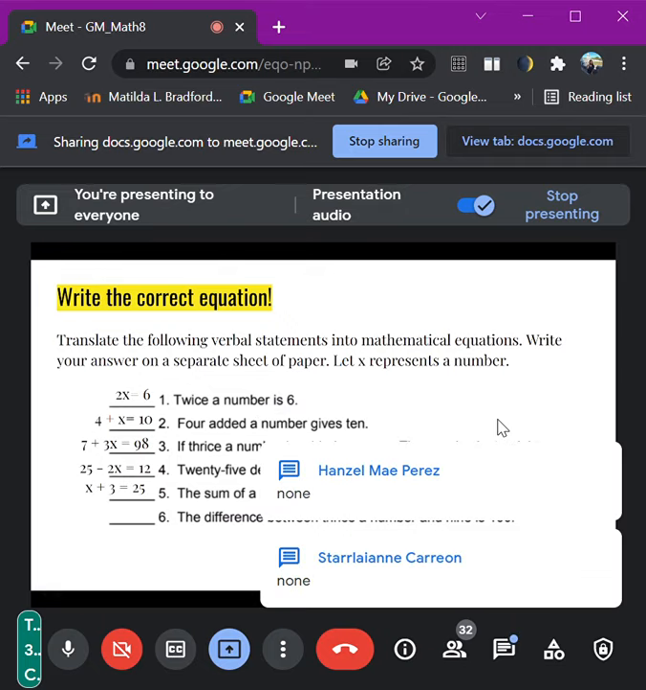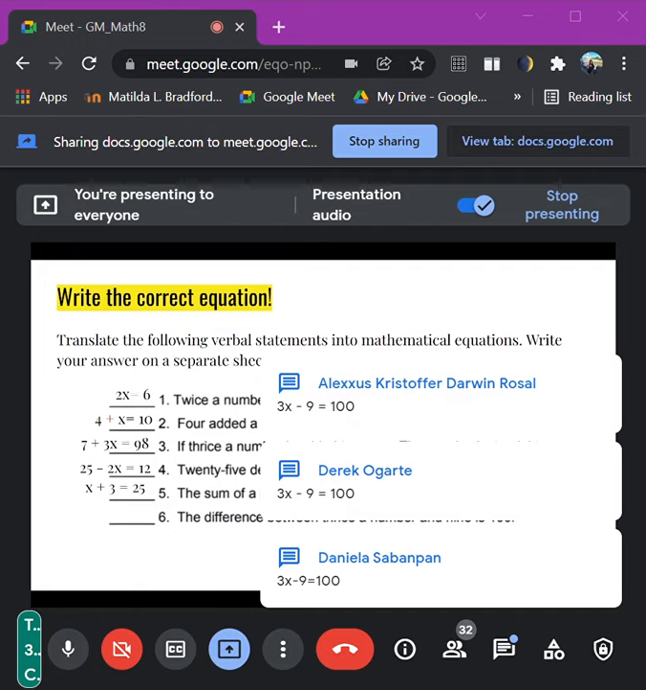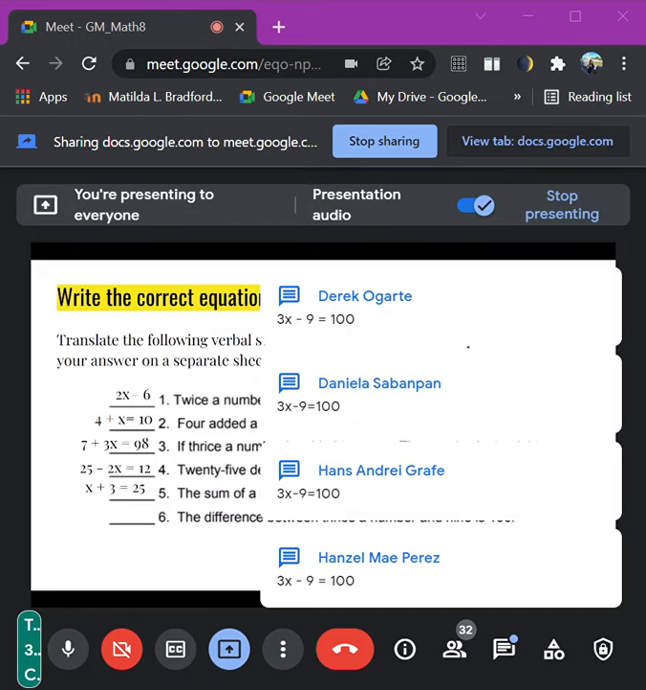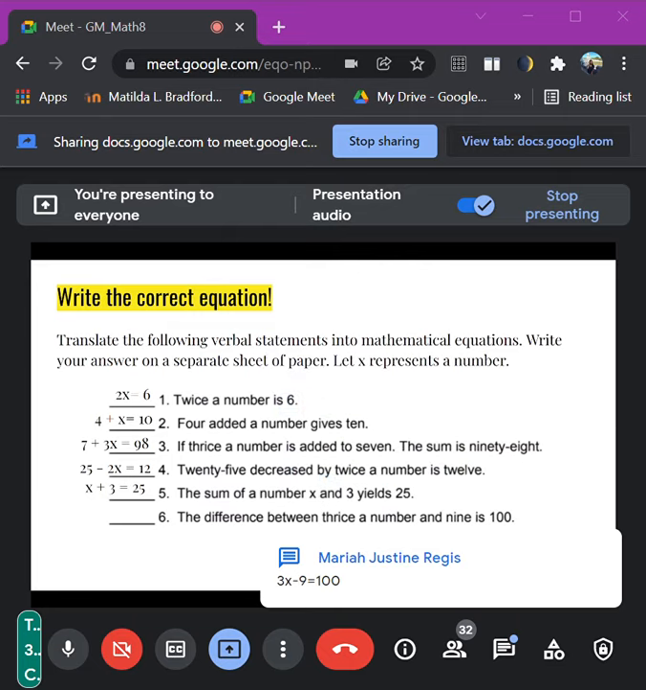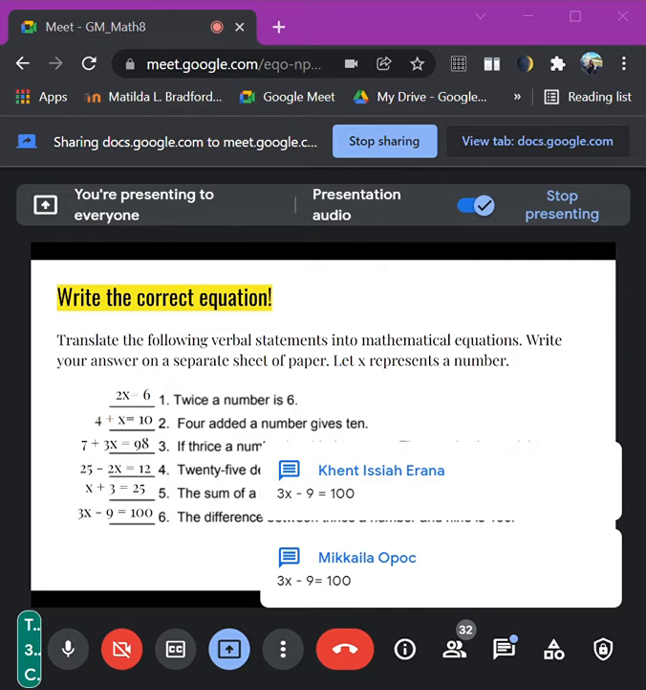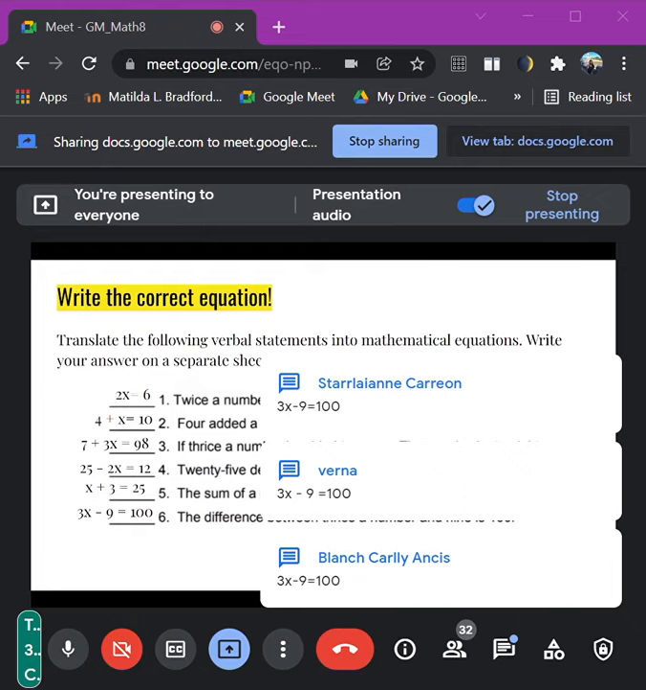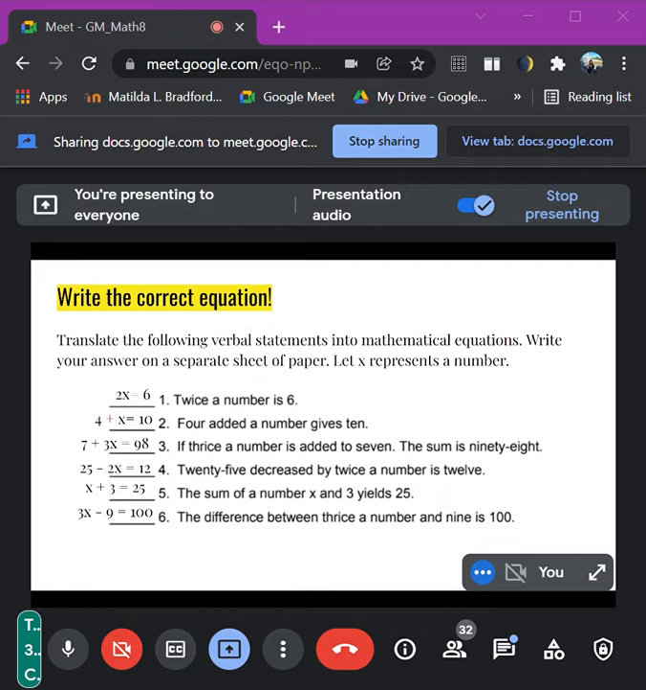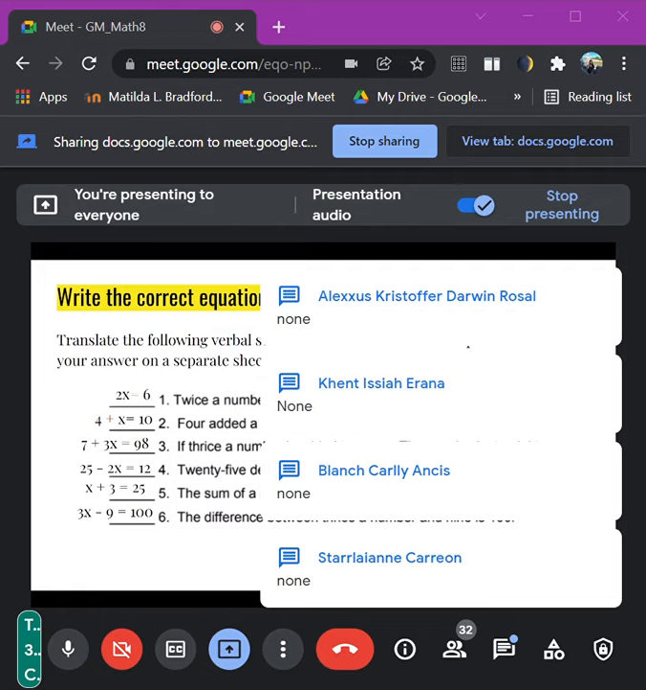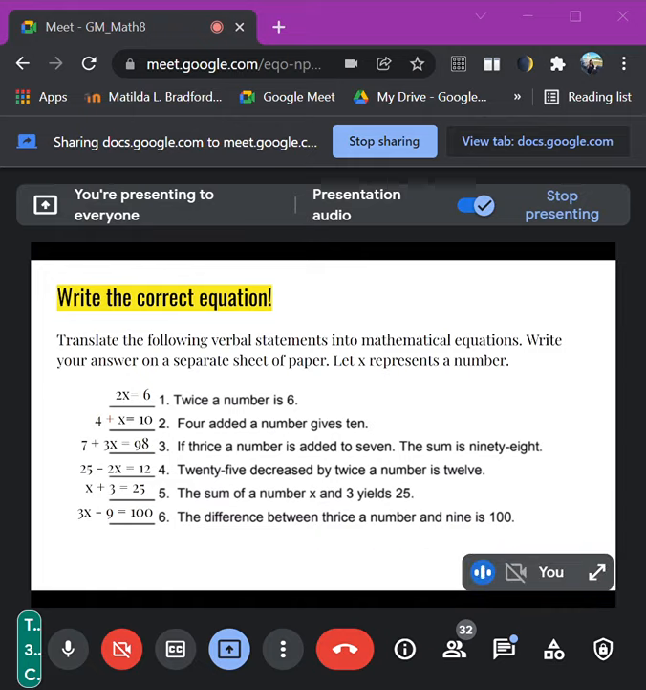Okay. Now, down to the last one, we have the difference between thrice a number and 9 is 100. Okay, now for your answer, you have it correctly. We have 3x minus 9 is equals to 100. Okay, good job, everyone. Now, do you have any questions in our writing the correct equation? Okay, none. So, we need to practice this because this is very useful in our solving the problems later on.